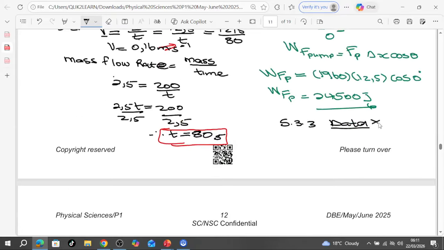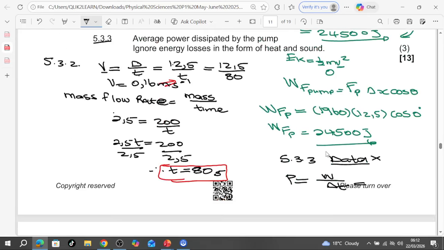So no need for data, because we already know that P is the work done over delta T, and the work done, I'm just going to go back. Oh, it's even here. The work done by the pump is 24,500 joules divided by delta T. We just calculated it to be 80.